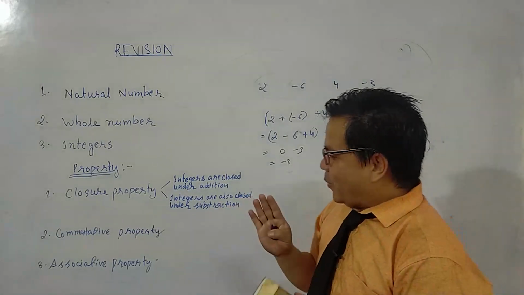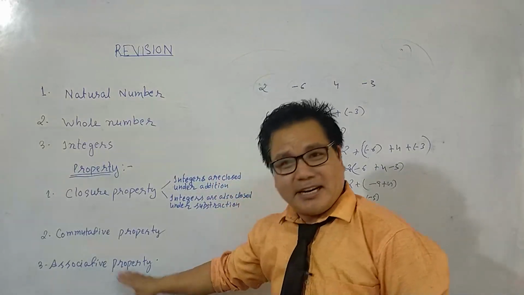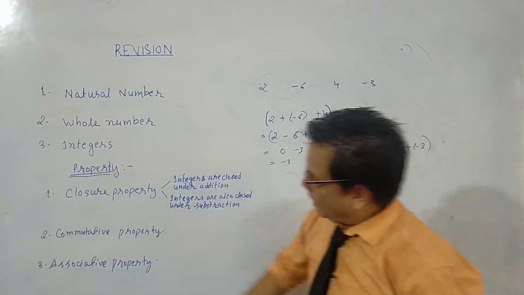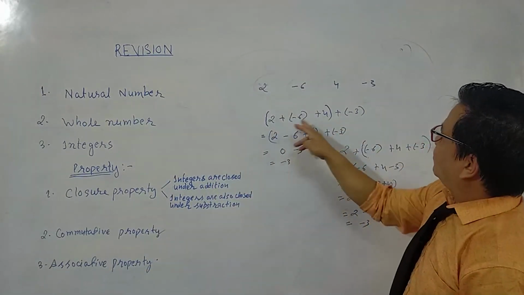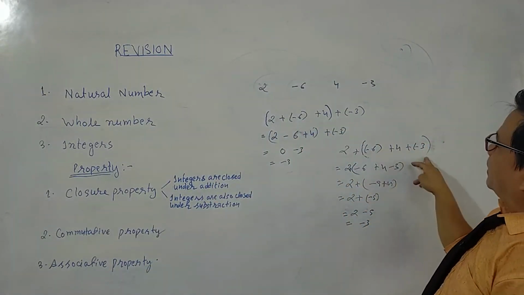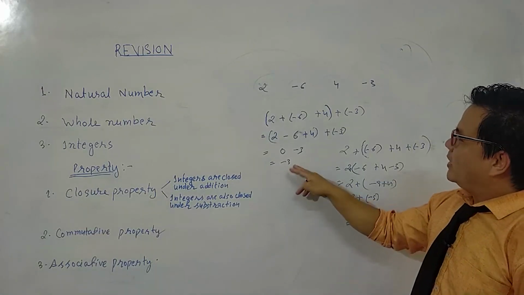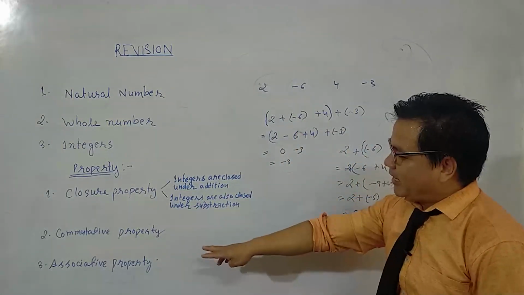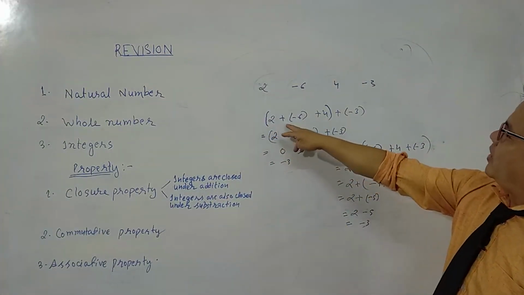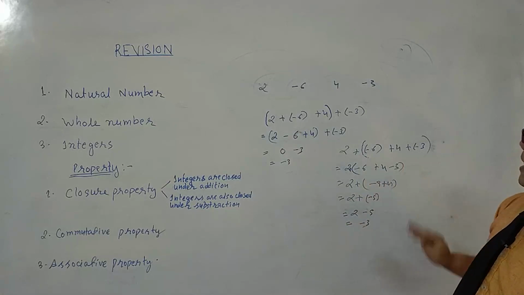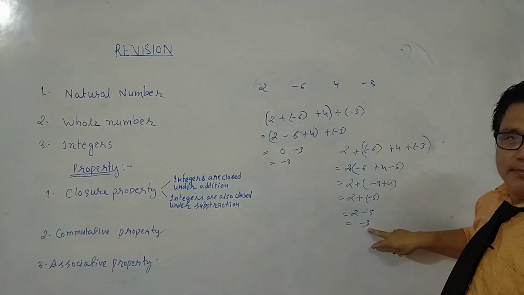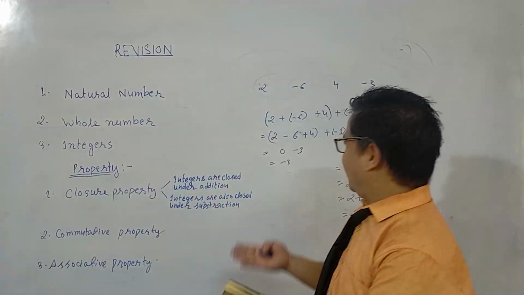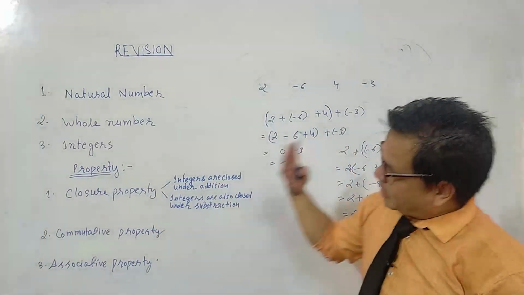That means we can apply the associative property in addition of integers, because I have changed the grouping but the result is the same. See, first I group first, second, third, result is minus 3. Then I group second, third, fourth, result is minus 3. That means we can make the group if there is addition of integers.